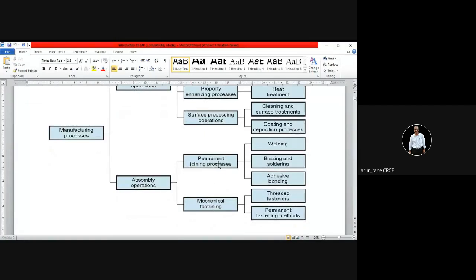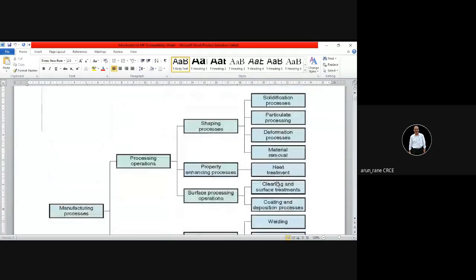Assembly processes, now these are the permanent joining processes, whereas mechanical fastening may be threaded and permanent fastening methods. Two are used. So threaded means you are using nuts and bolts. If you are using nuts and bolts, it can be dismantled whenever you want. Permanent fastening means you are using rivets. You must have seen railway platforms or railway bridges, the riveted joints. So it cannot be dismantled easily. You have to drill it. So that is your permanent fastening method. Adhesive bonding means you are using paste, gum paste.